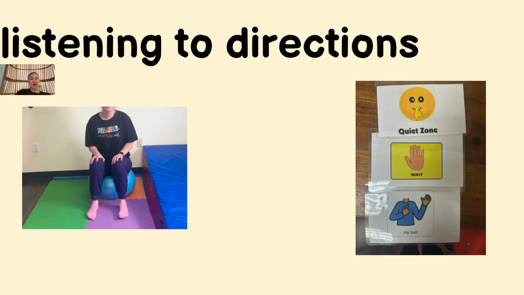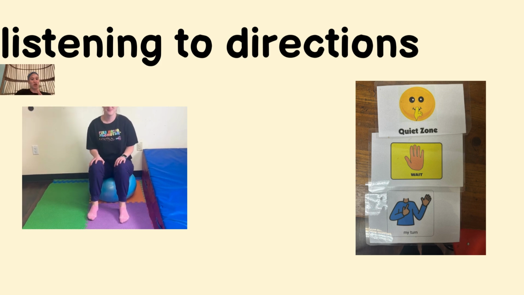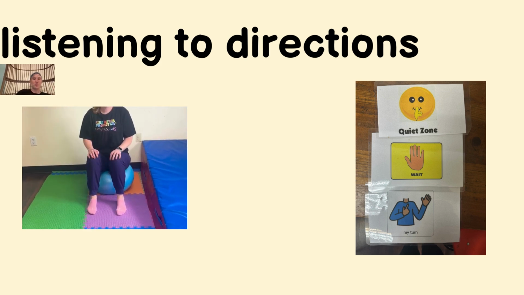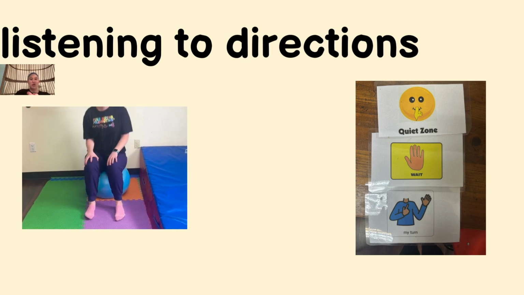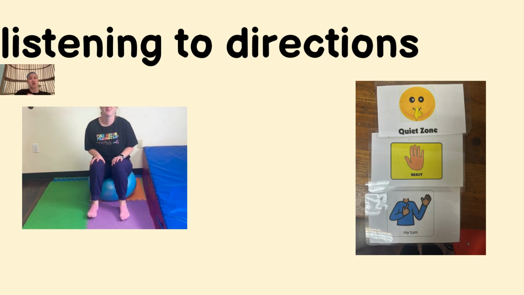Wait, if the child needs a visual cue to wait, if you're in line and they have to wait patiently, or if you're talking and your child isn't listening, you can try to do a visual cue. And then my turn could be, for example, in school. If it's not your turn, wait. If it is your turn, you can put up my turn so they know it's their turn to speak.